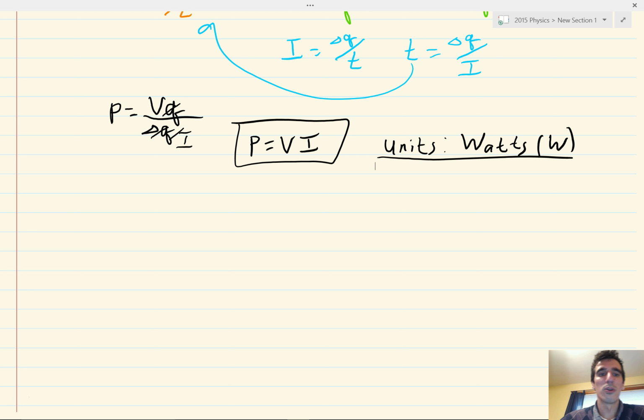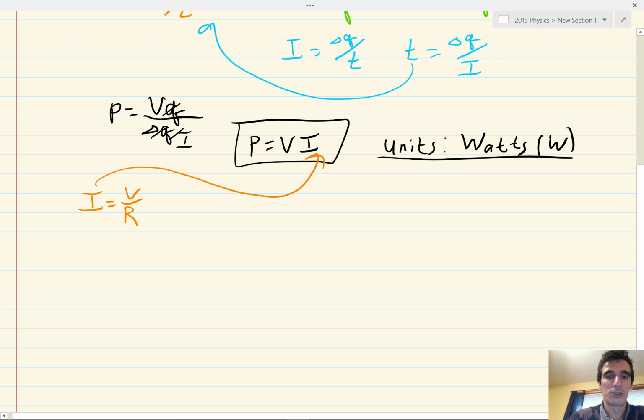So to help us make even more formulas, we're going to start with Ohm's Law, which says I is equal to the potential difference over the resistance. And we're just going to plug various forms of this inside the power formula. So let's sub in I into here. So our next formula gives us P is equal to V times I, which is V over R. V times V is V squared, so power is equal to V squared over R.